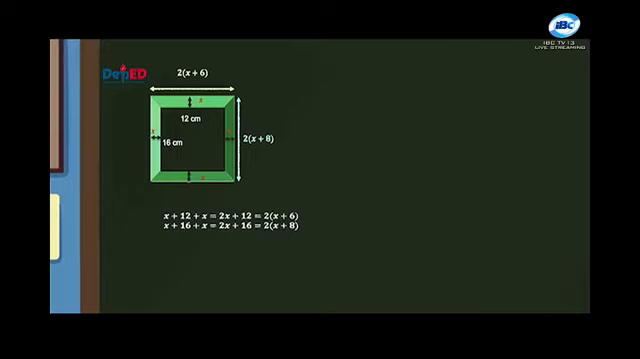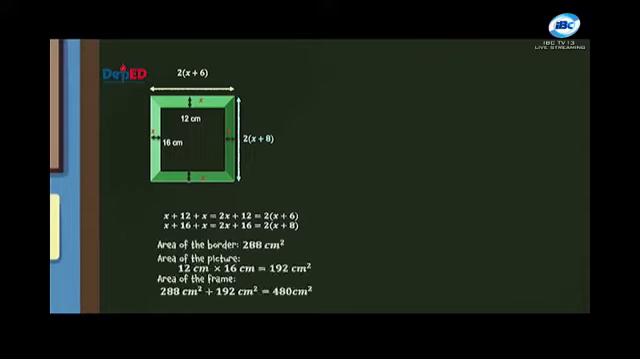Now, we must realize that the total area of the border plus the area of the picture is equal to the area of the rectangular frame. The area of the border, as stated in the problem, is 288 square centimeters. The area of the picture, as described by its dimensions, 12 centimeters by 16 centimeters, is 192 square centimeters. Hence, the area of the frame is equal to 288 square centimeters plus 192 square centimeters, which is 480 square centimeters.